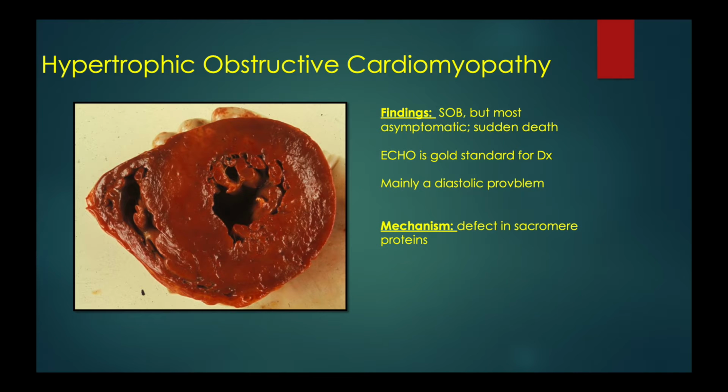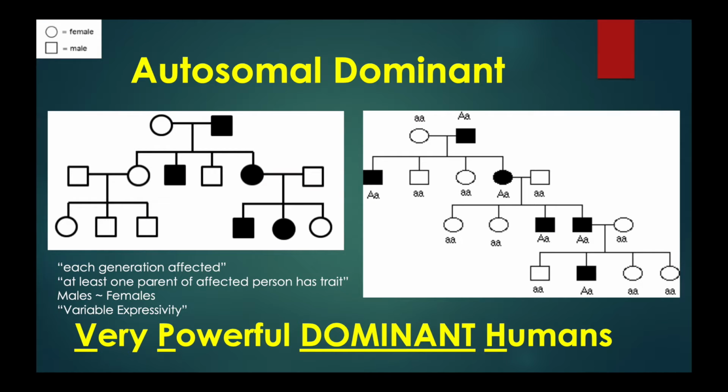hypertrophic obstructive cardiomyopathy. Again, large heart. I think this was on my Step 1. They showed a picture, and the heart looked essentially like this. I think they just wanted the diagnosis, and it was simple like that. But you better know that the mechanism is a defect in the sarcomere proteins, and this will really cause sudden death in an athlete. So that's the autosomal dominant category, very powerful dominant conditions.